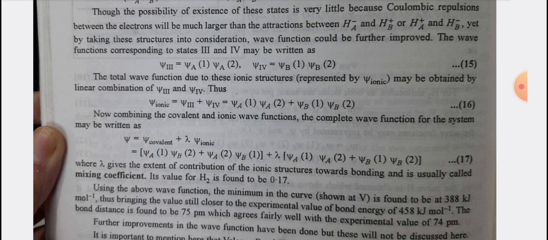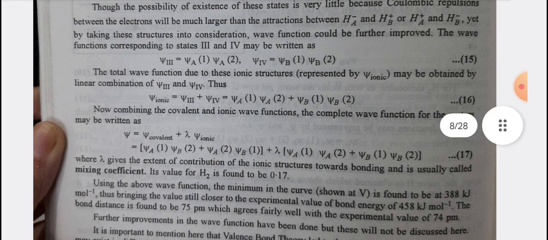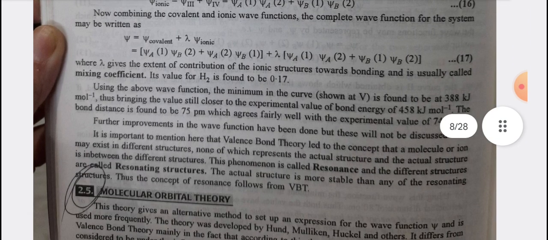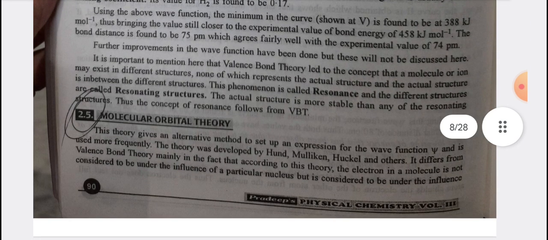Using the above wave function, the minimum in the curve, shown as 5, is found to be at 388 kilojoule per mole, thus bringing the value still closer to the experimental value of bond energy, 458 kilojoule per mole. The bond distance is found to be 75 pm, which agrees fairly well with the experimental value of 74 pm. Further improvement in the wave function has been done, but it will not be discussed here. It is important to mention that valence bond theory led to the concept that a molecule or ion is in between the different structures.